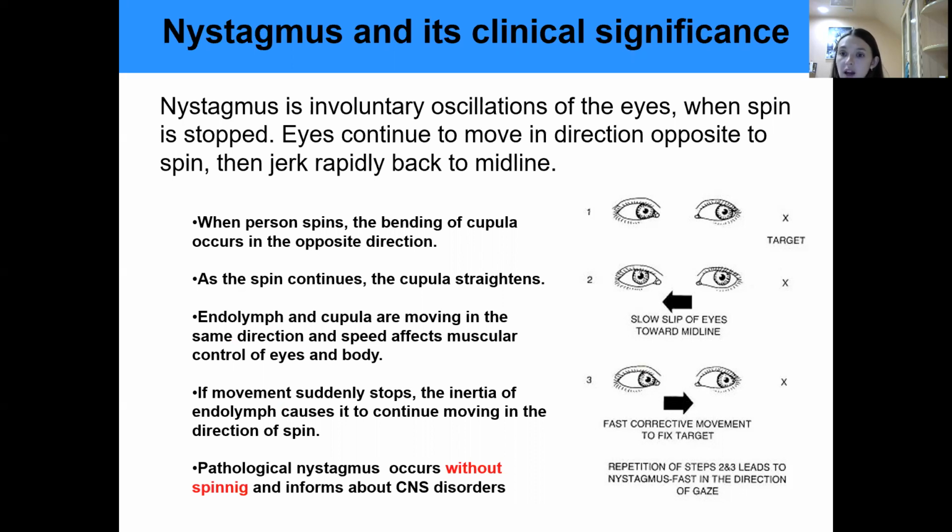So you could see here the movement of the eyes when the spin is going to stop and how it's going to happen.